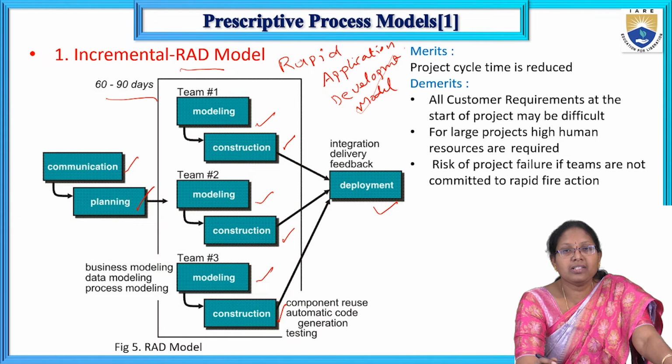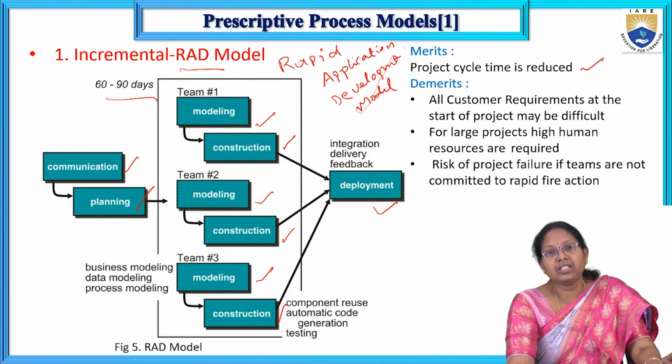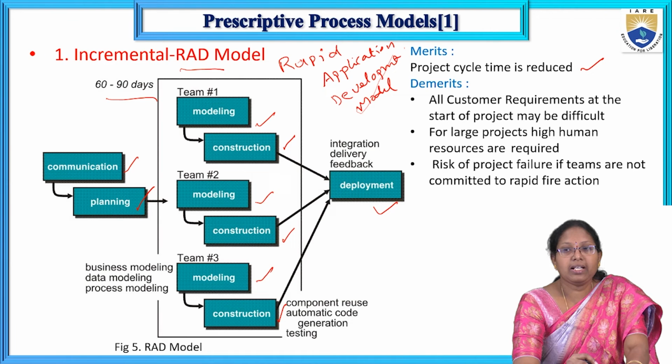What are the major merits of this process? In the rapid model, the project cycle time is reduced, because some of the activities are going parallelly. Once all the tasks are completed and gathered, the product is delivered.